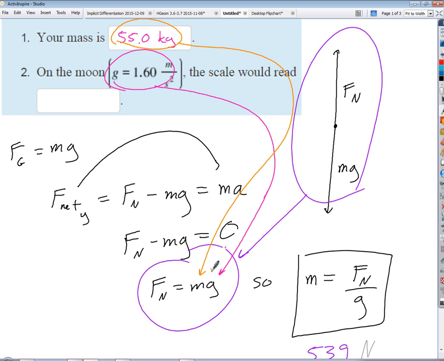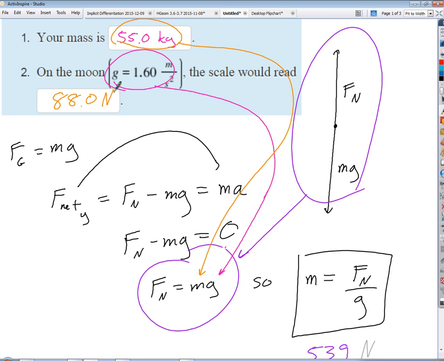Does that make sense? It's gonna be a lot less, isn't it? Should be. I should weigh a lot less on the moon. What do we get for an answer? What is 1.60 times 55? That's gonna be about, what is that? 88, yeah, something like that, right? Is it 88.3? It's 88 exactly. Okay. 88 newtons would be your weight on the moon.